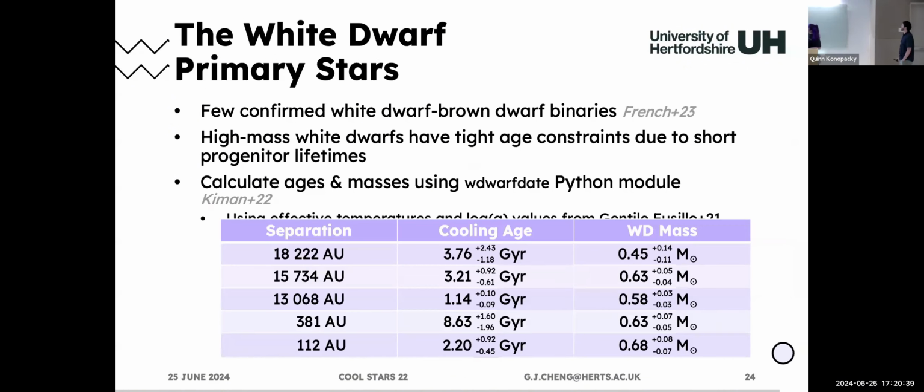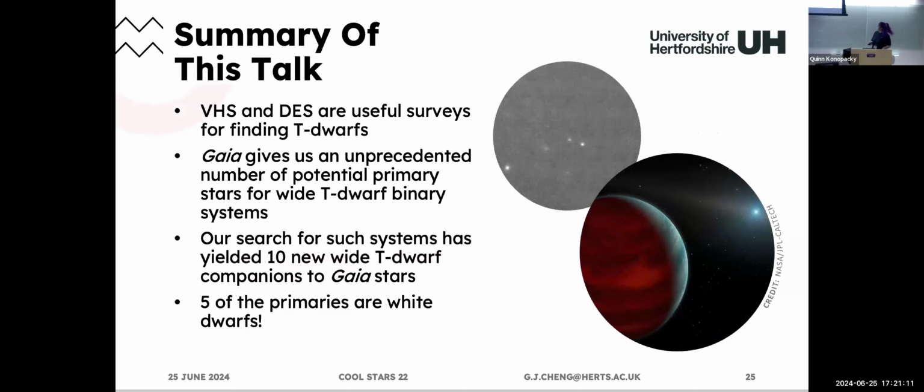I'm not sure what's happened with the formatting on this slide, but white dwarf primaries are particularly nice because they give us some nice age constraints for the T-dwarf companion. As of this French et al. 2023 paper, there was only 7 T-dwarf, white dwarf binaries. So our new sample of 5 nearly doubles that sample. And I've run out of time, so I'll leave you with my summary.